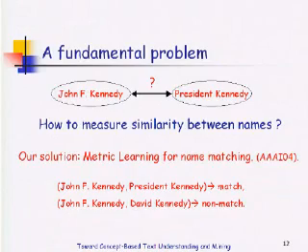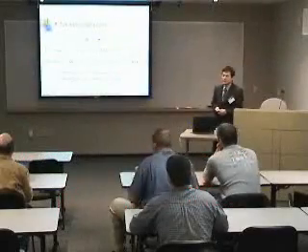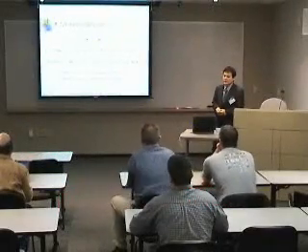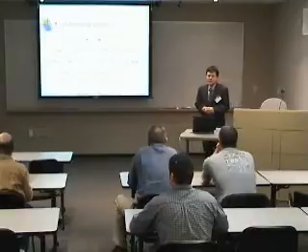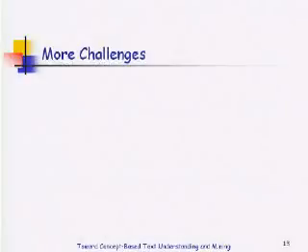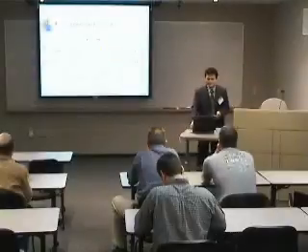Our solution is to use machine learning techniques to learn a similarity metric between two names. We learn this through a pairwise classification task. Basically, we try to learn a classifier that can classify a pair of names into a matching pair or a non-matching pair, according to whether they refer to the same person or location or not.